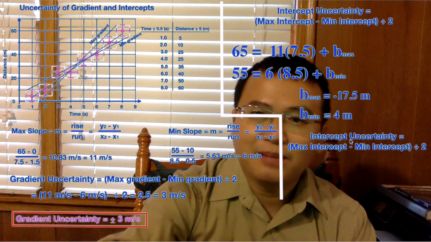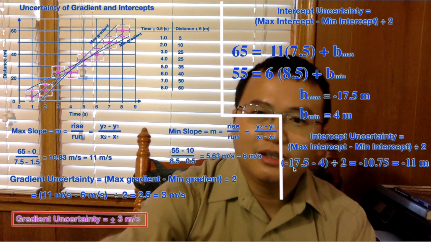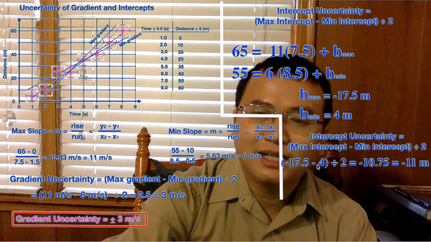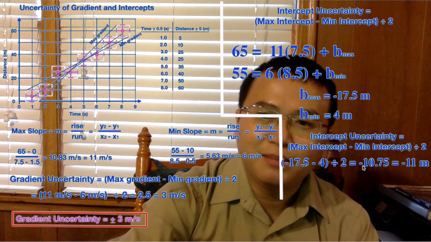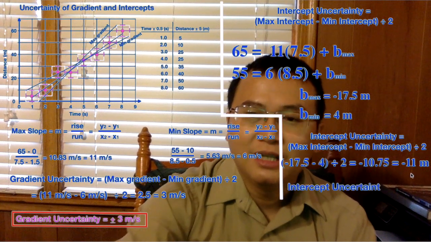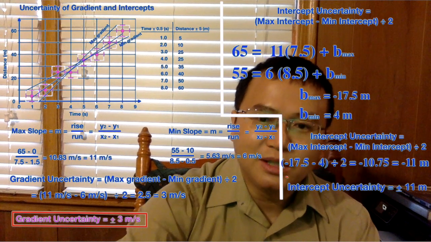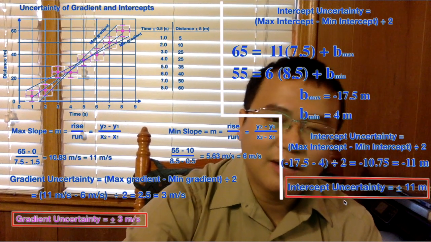Again, using the same method to find the uncertainty, I just take the maximum intercept minus the min, divided by 2. That would give me minus 10.75. So I round that to minus 11 meters. And so the uncertainty would be plus or minus 11 meters, and that would be your final answer.